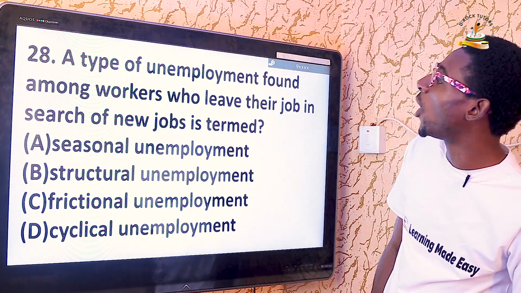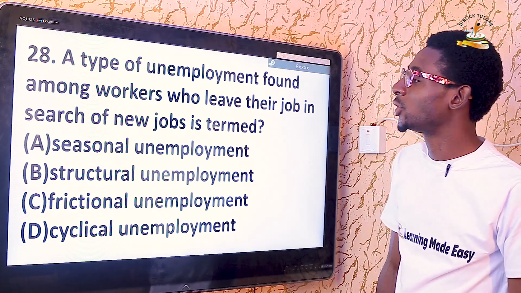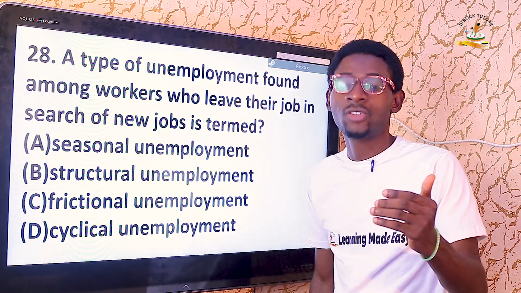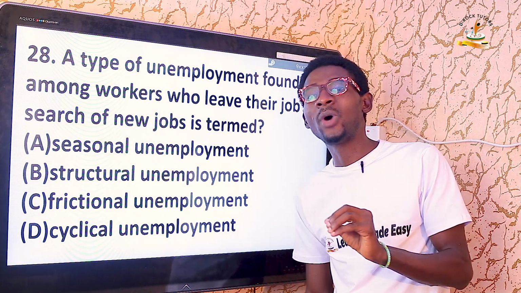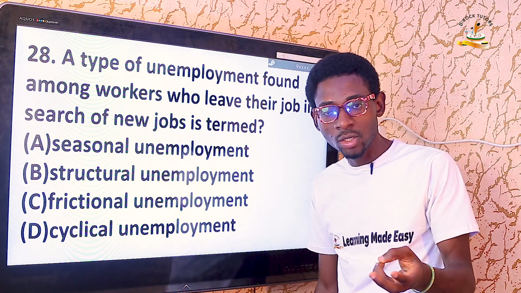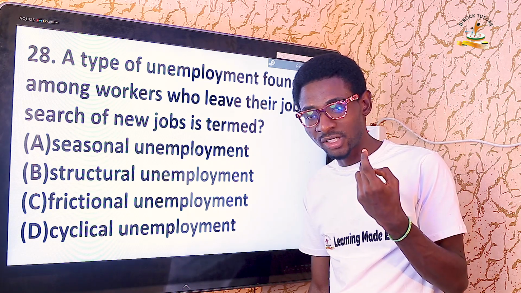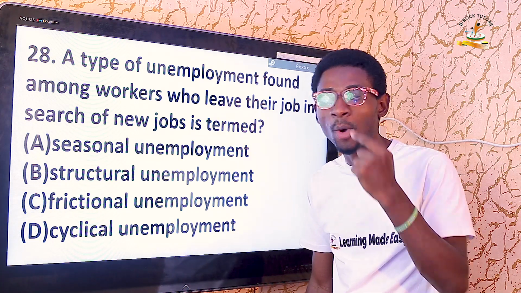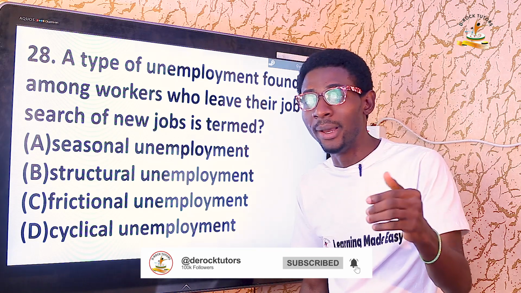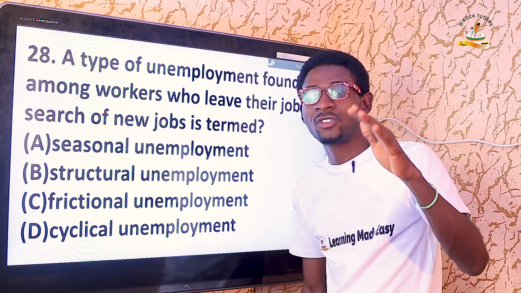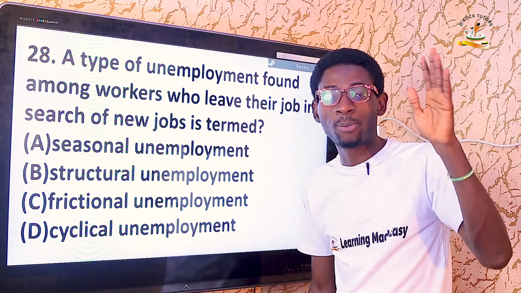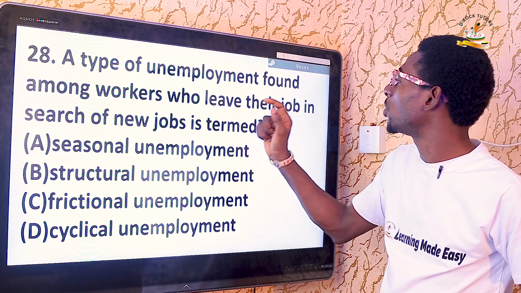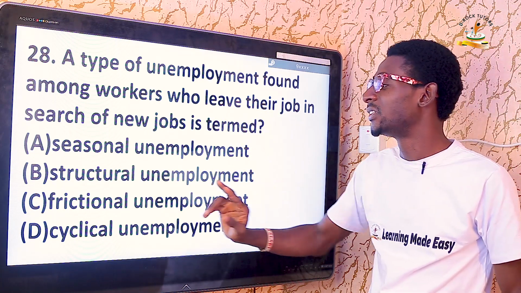28. A type of unemployment found among workers who leave their job in search of new jobs is termed. So unemployment is a condition in which an individual or individuals who are willing, ready to work, who are qualified by certificate, qualified by age, within the workforce, cannot get a job or does not have a befitting job to do. That we call unemployment. And we have various types of them. We have the voluntary unemployment, seasonal unemployment, cyclical unemployment, frictional unemployment, structural unemployment, residual unemployment, and so on and so forth. So now they're asking about workers who leave their job in search of new jobs. The answer there is frictional unemployment.